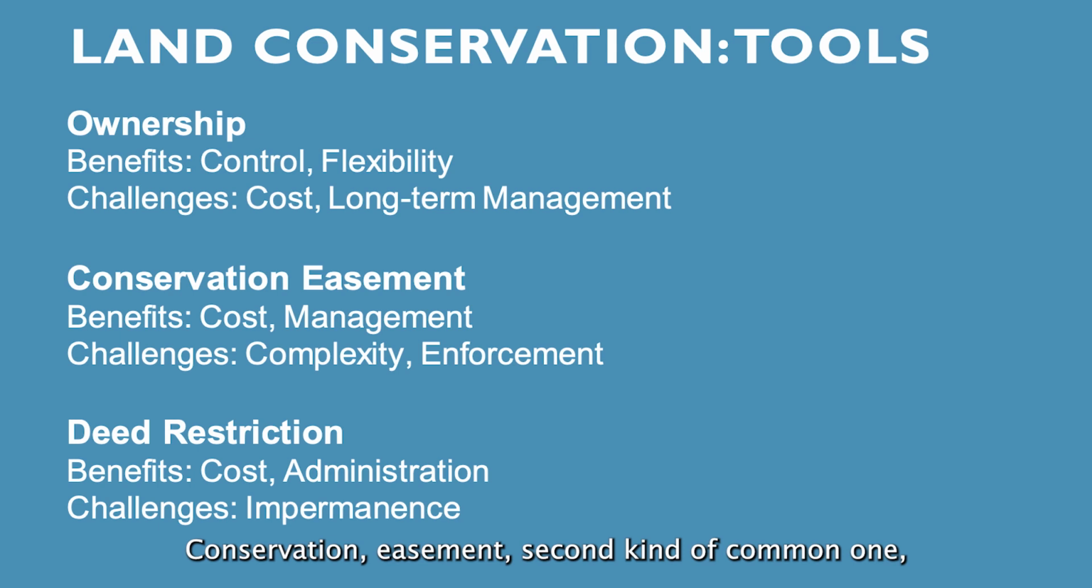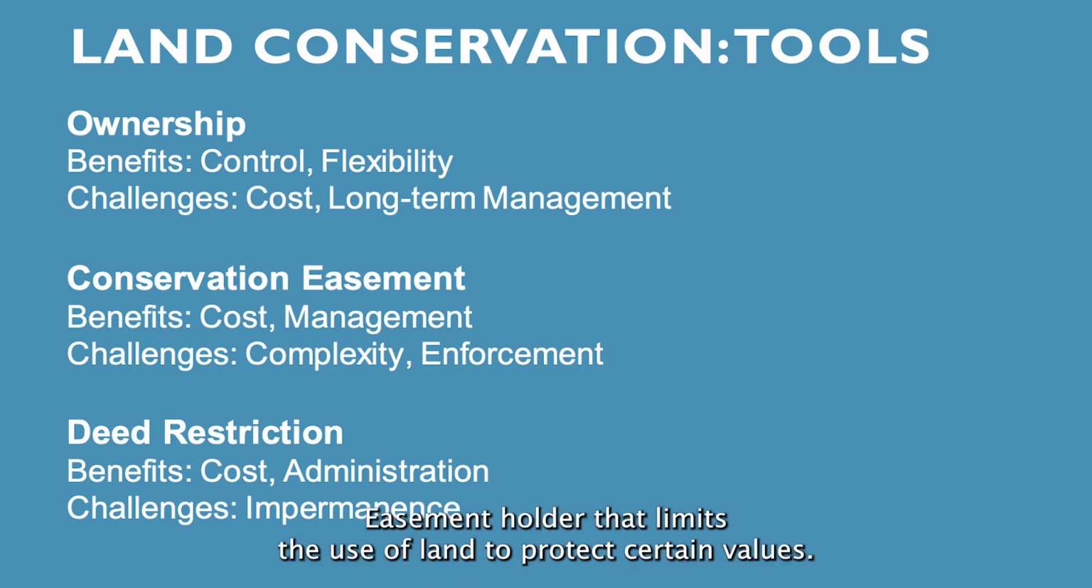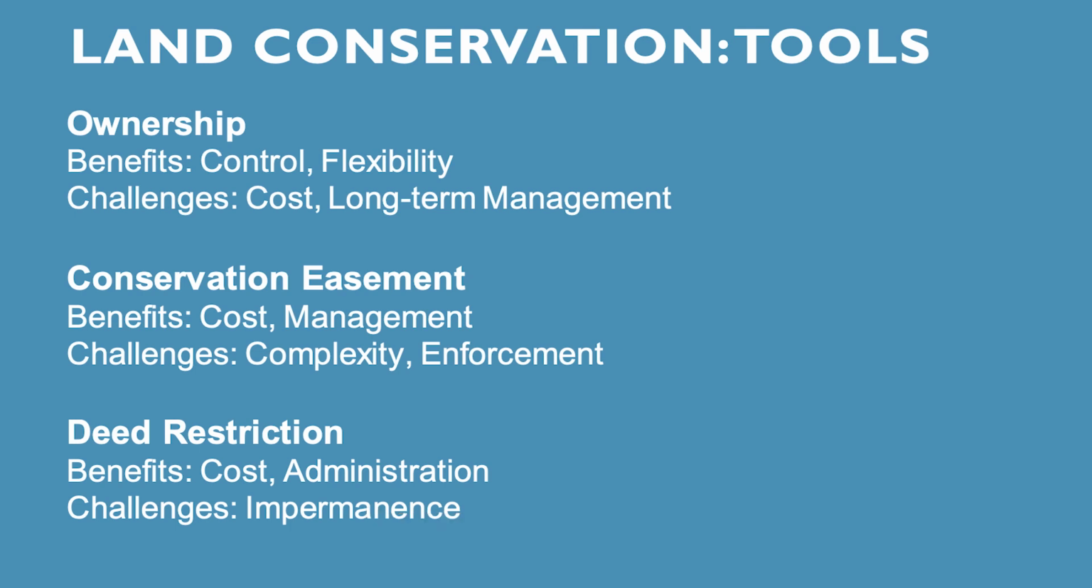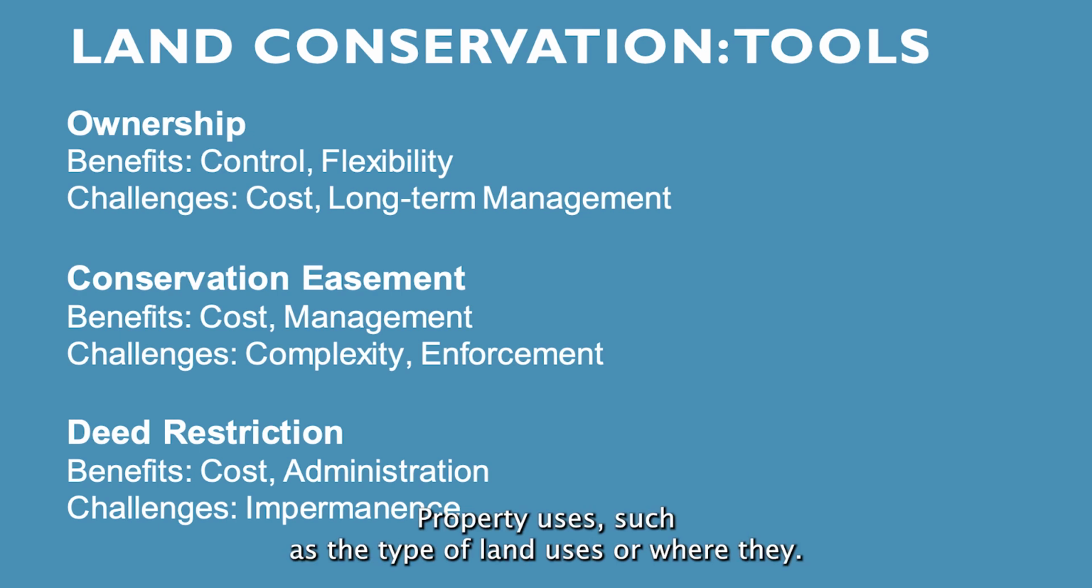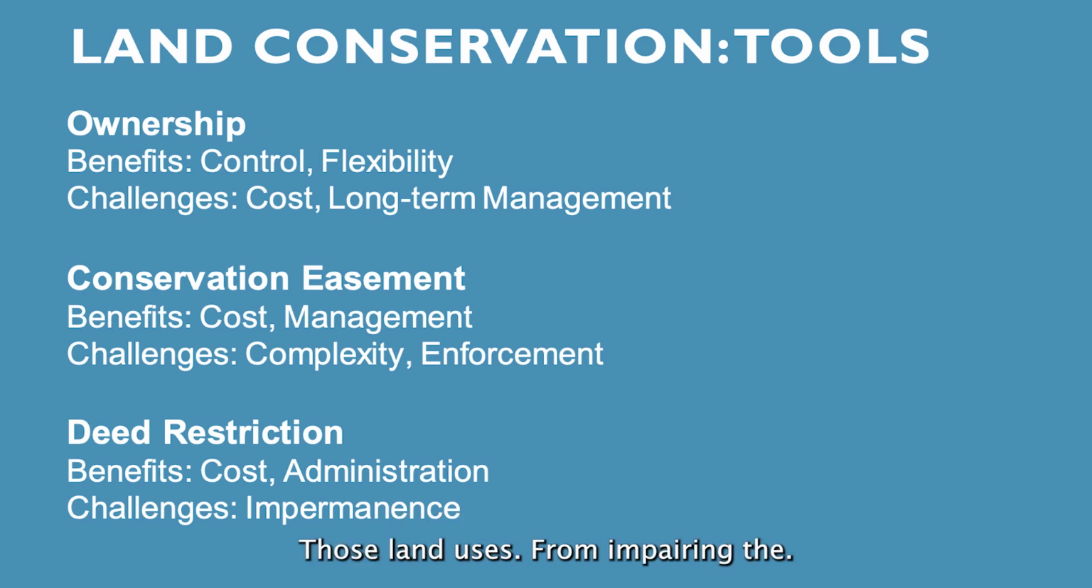Conservation easement, second kind of common one, is a legal agreement between the landowner and an easement holder that limits the use of land to protect certain values. So functionally what an easement does is it restricts property uses, such as the type of land uses or where they can occur on the property, in order to prevent those land uses from impairing the natural values the conservation easement protects.